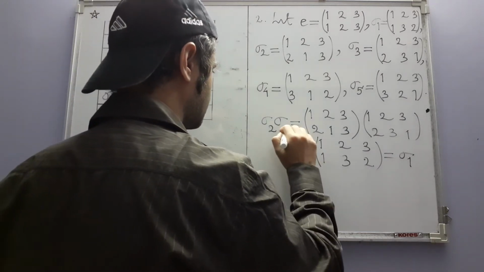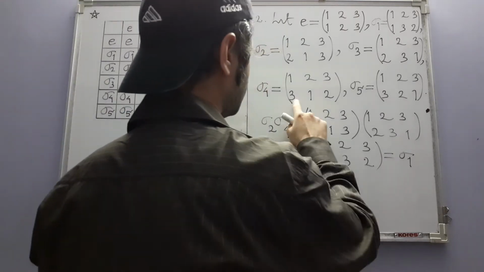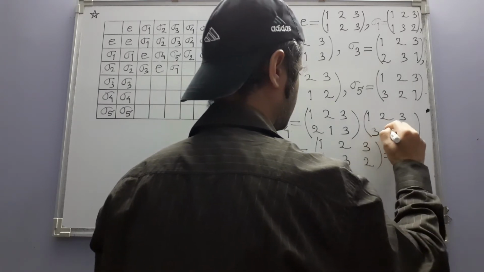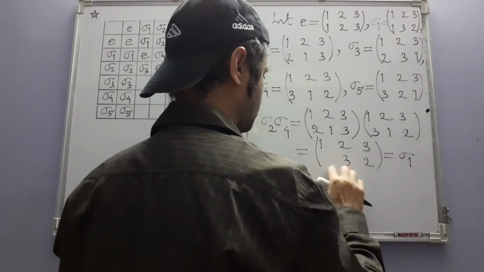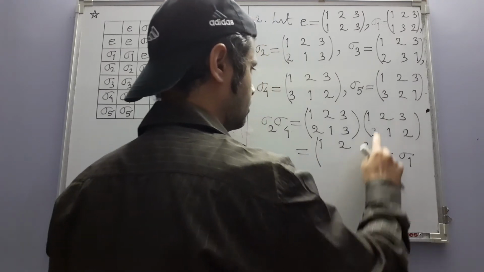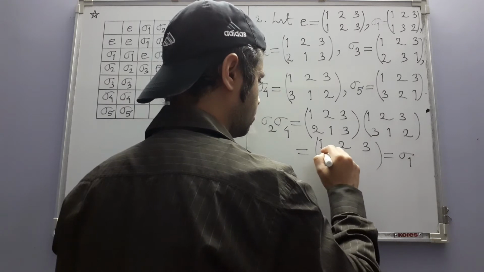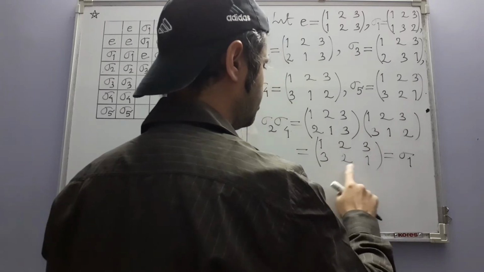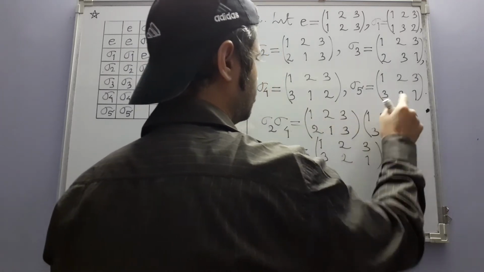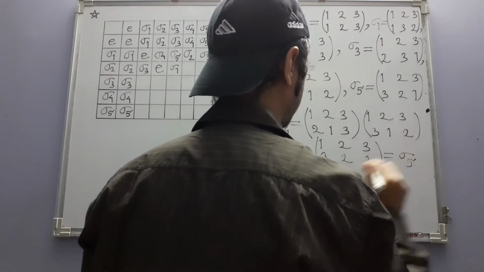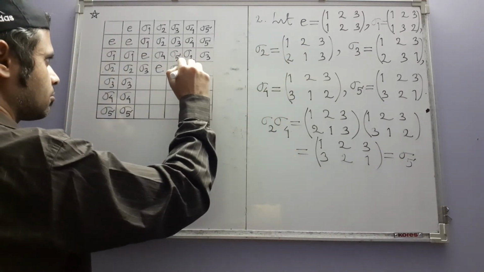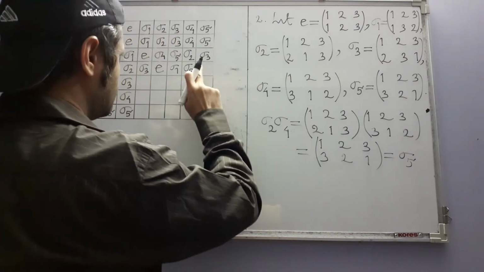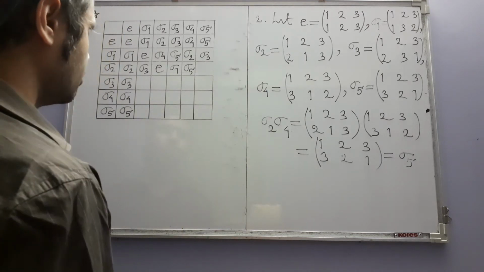Next, sigma 2, sigma 4, 3, 1, 2. 1 to 3, 3 to 3, 1 to 3, 2 to 1, 1 to 2, 2 to 2, so this one will be 1, 3 to 1. 3 to 1 is sigma 5. And this one will be sigma 4.